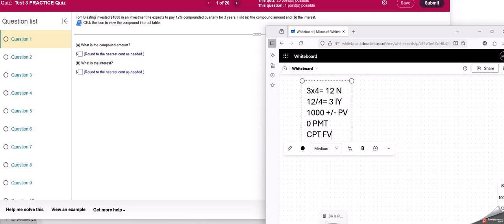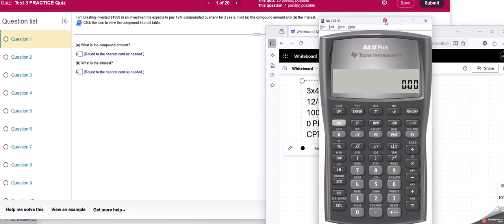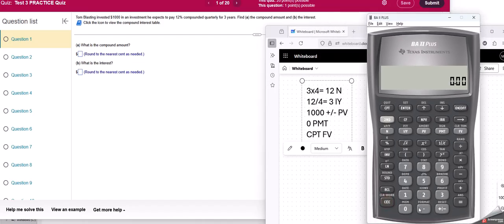So now if I bring up my calculator, see if I can scoot it a little bit. Okay, let me make sure I'm going out all decimals. So second, decimal, I want that to be 9 and then push enter. So 12 is my N, 3 is the IY, 1,000, make that negative by hitting the plus or minus button, is our PV. No payment, so we'll zero that out and then compute the future value. So 1,425.76.